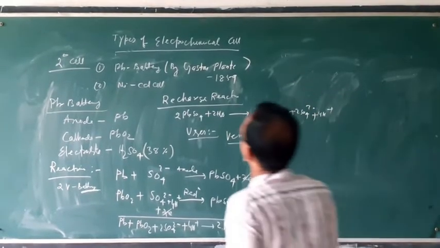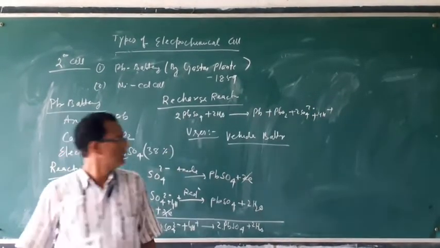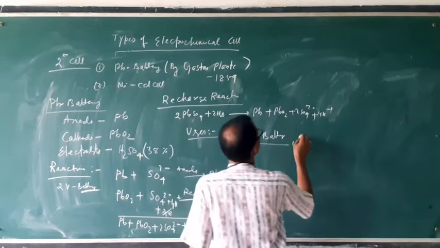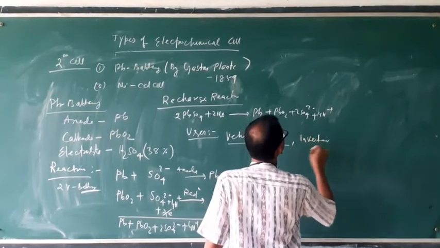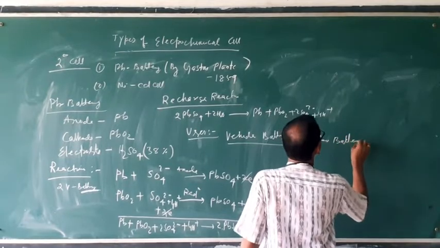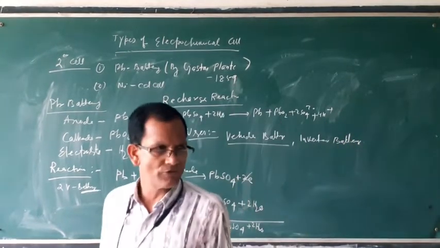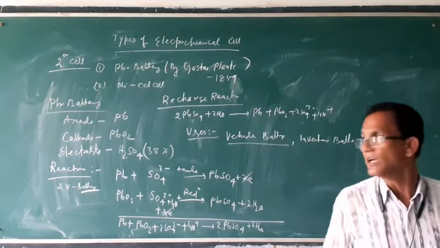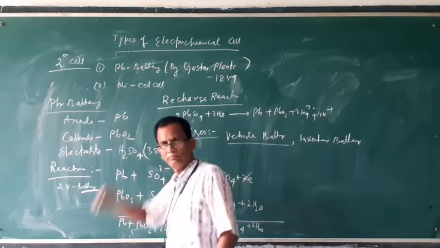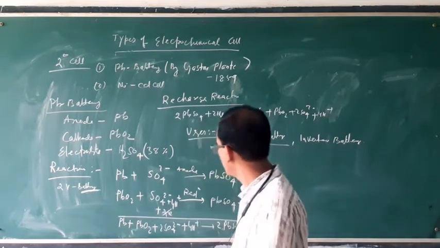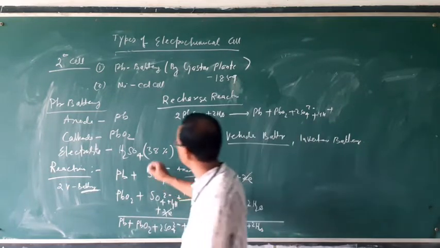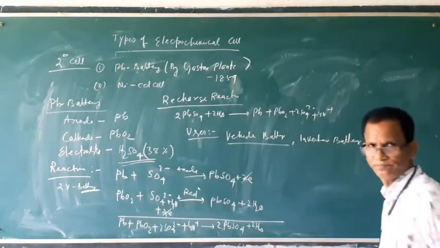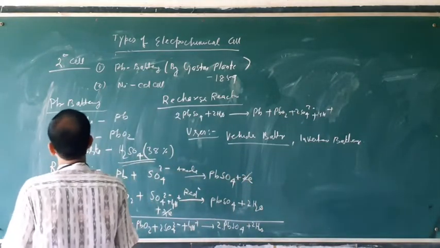That is your lead battery. And also the inverter. Car battery, inverter battery. We know that for an inverter we require a battery, and that battery is a lead battery. It is very heavy because the lead mass, the weight, is more, and the lead oxide, that's why it is heavy. And also another thing, we are using sulfuric acid. As sulfuric acid is heavier, its weight is more. So this is regarding your lead battery.